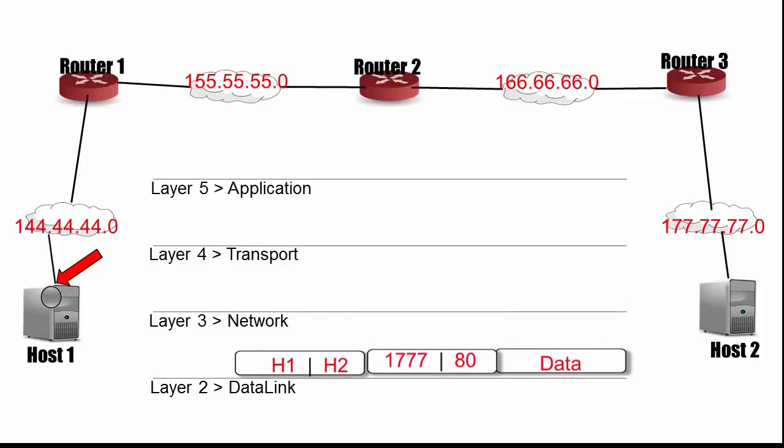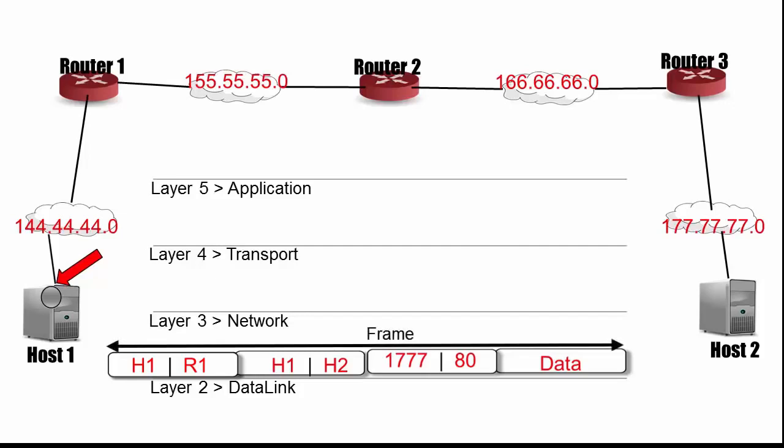At the data link layer, a header is added to the datagram. This data link layer header has a hardware source address of host 1 and a hardware destination address of router 1. It's important to realize that the destination hardware address is not host 2. Note that the data link layer header, together with the datagram itself, is called a frame. This frame is converted to ones and zeros and sent over to router 1 over physical cabling.